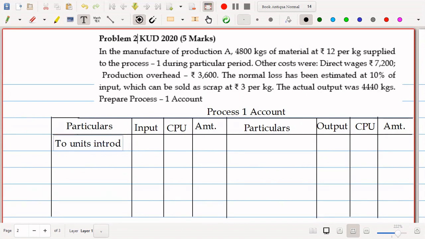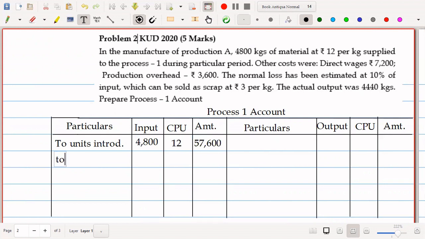So units introduced, complete it here. What was the units introduced? Unit introduced was 4,800 given in the problem, and it was at the rate of rupees 12. If we multiply this, it comes to 57,600. And next, what are the expenses?